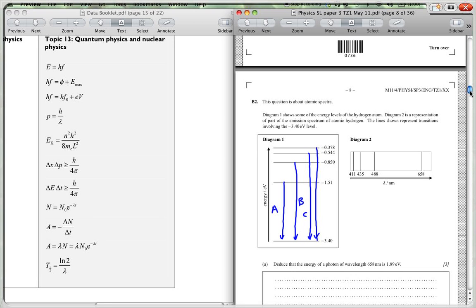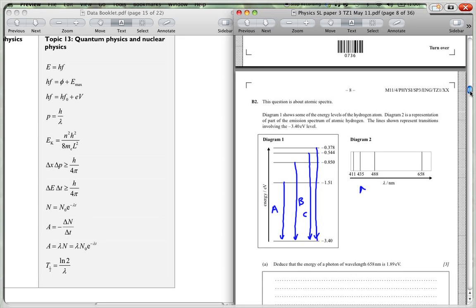Okay, and then the question also goes on with part C. I'll just stay where I am here, but I'll read the question to you. It says, explain why the lines in the emission spectrum of atomic hydrogen shown in diagram 2, over here, become closer and closer as the wavelength of the emitted photon decreases.